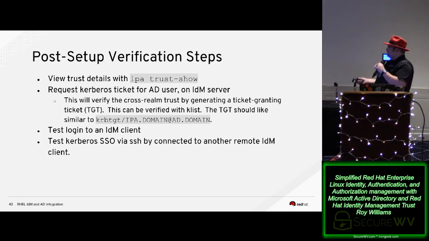But if it is successful, what you'll see when you do the kinit is you'll get prompted for a password, and you immediately drop back to the prompt. If it's unsuccessful, then it complains and says you have issues. You can then test login to a client, so SSH from one system to another, and make sure everything works.